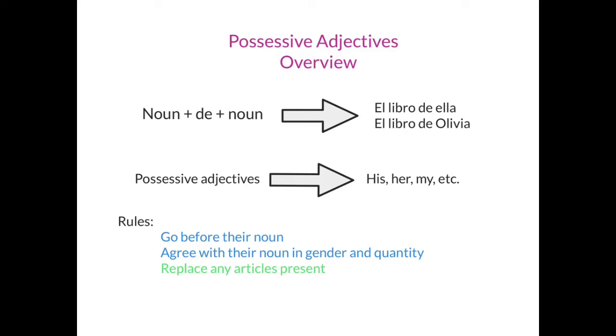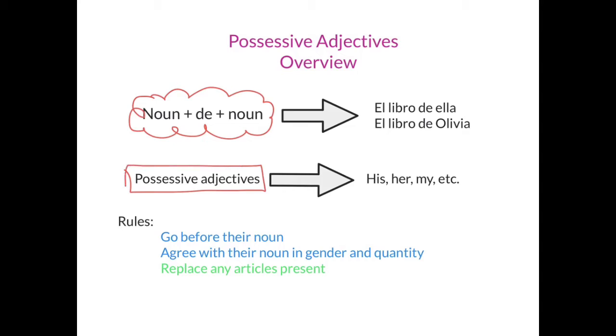Alright, let's take a look at some possessive adjectives overview. So in the past, you may have used this little formula, noun plus de plus noun, to express who owns something. So like el libro de ella, so her book, or el libro de Olivia, Olivia's book, because there's no apostrophe s in Spanish. Well, now we're going to go over how to use possessive adjectives instead. So in English, those would be like saying his, her, my, etc.